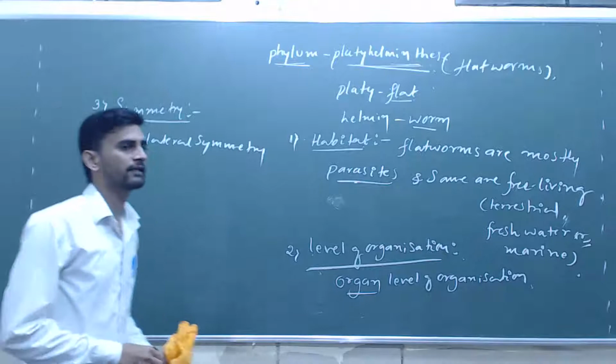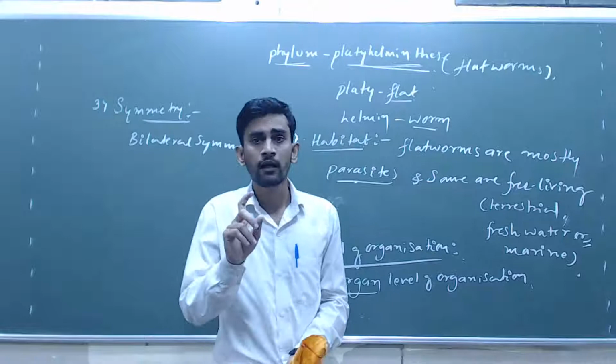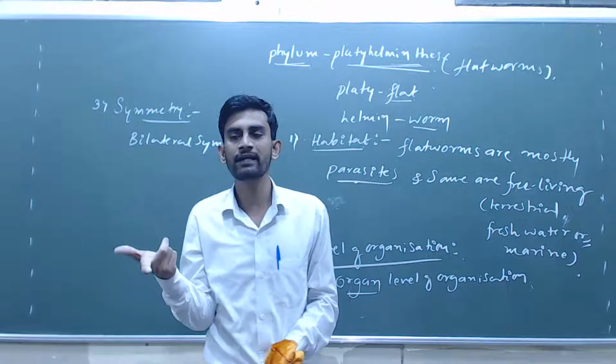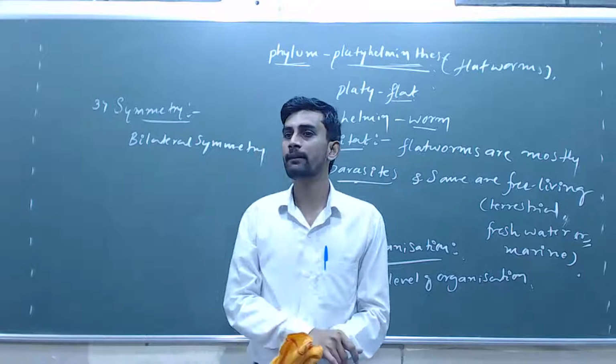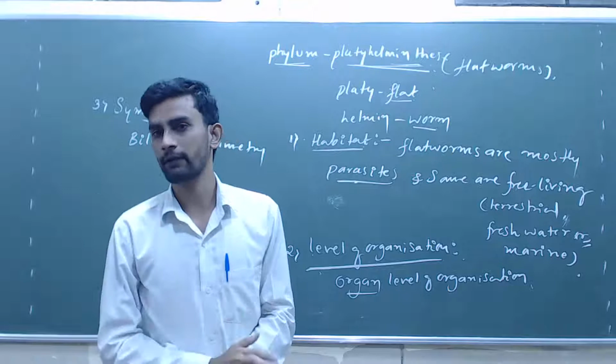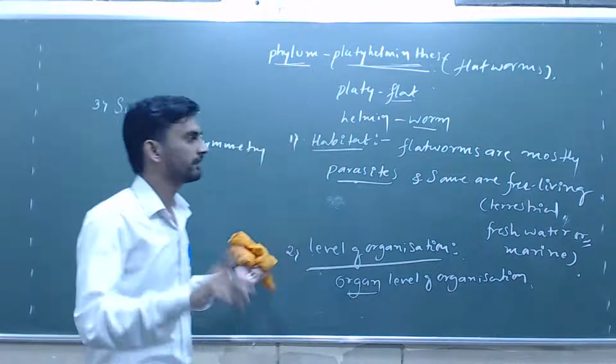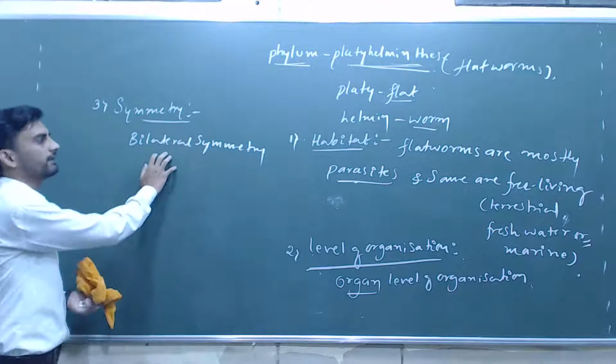Bilateral means only in one radial plane you are getting 2 equal halves, not more than one plane. If you are getting 2 equal halves in more than one radial plane, it may be biradial symmetry or radial symmetry. But from platyhelminths to chordata, including human beings, you get 2 equal halves only when you cut through the central axis in one radial plane. I already told you in yesterday's class that only in this direction you get 2 mirror image halves, not in other planes. So bilateral symmetry starting from flatworms is also another classification character.